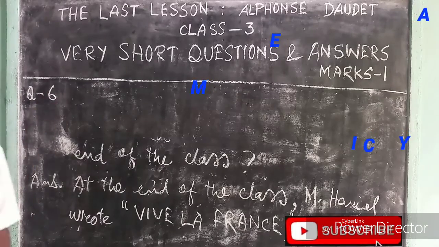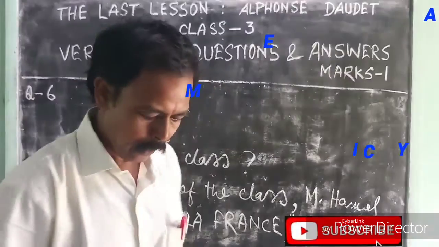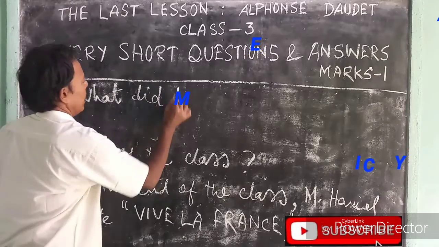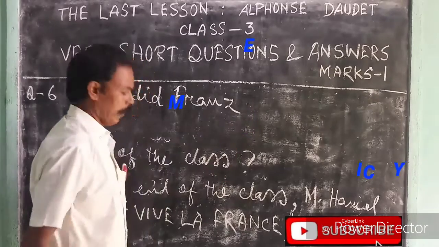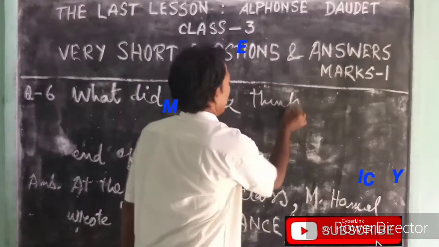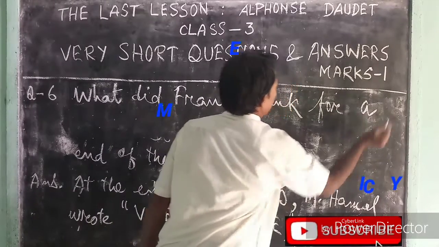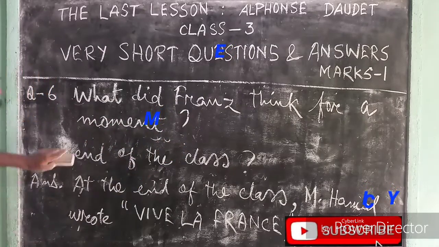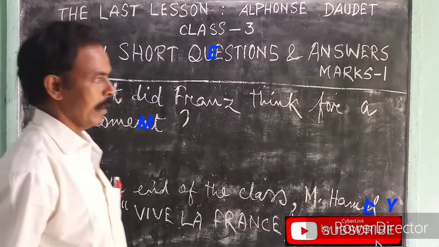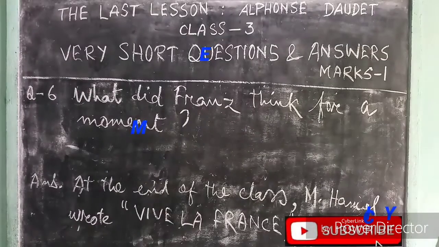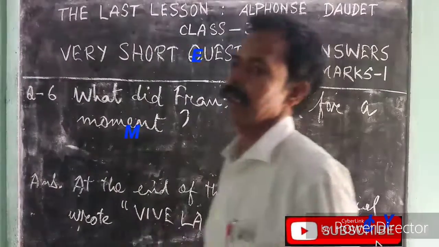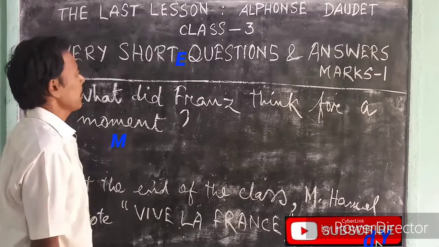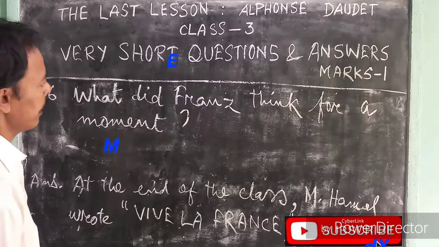Now let us move to the next question, question number 6. What did Frank think for a moment? Those who realize one question nicely realize the answer at least 50%. So before the attempt is taken, we have to target the question to the point. What did Frank think for a moment?